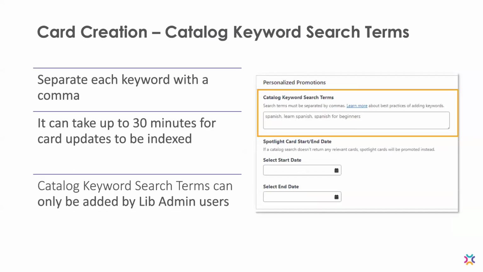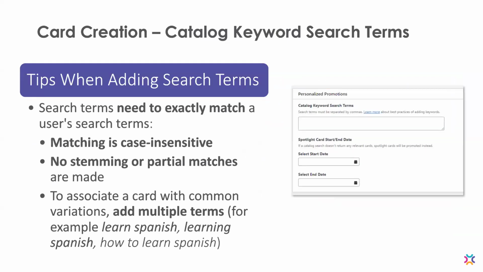So here I've got it: Spanish, comma, learn Spanish, Spanish for beginners, etc. So you just put in all your search terms, separated with a comma. Promos takes about 30 minutes for these to start indexing, so you could do it in the morning and check after lunch. Yeah, so you can put in multiple keywords and variations. Matching is case insensitive, so you don't have to capitalize proper nouns like Spanish. We also don't do stemming or partial matches, so that's why you saw learn Spanish, learning Spanish. So just think about all those different common variations, and you should be set.